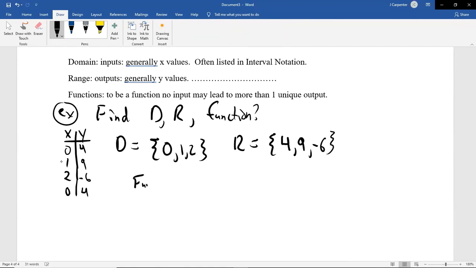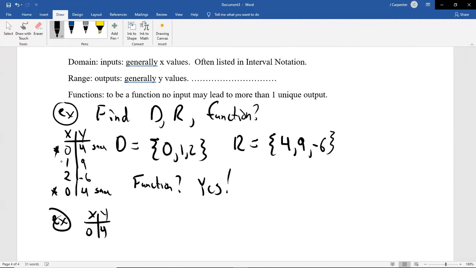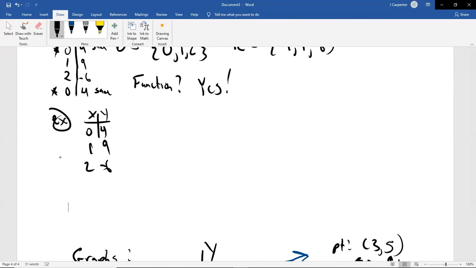Well, to be a function, no input may lead to more than one output. This point and this point are potential issues because it's the same input. But look at this, the outputs are the same each time. So yes, this is a function. It's okay to put in the same input and get the same output every time. What's not okay, spoiler alert, is this.